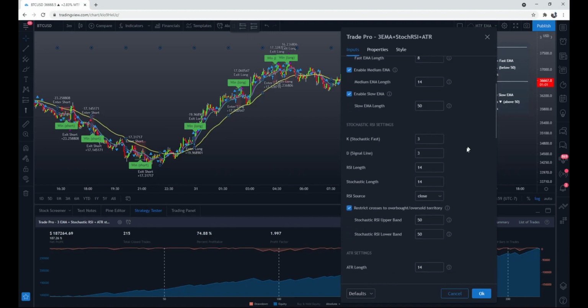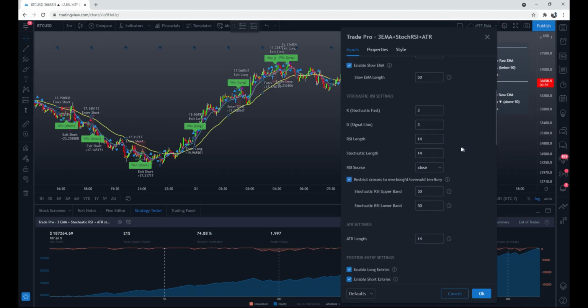The next thing we have is the stochastic RSI settings. So with this strategy, the entries are based on the stochastic RSI crosses. But you can go in and change the settings of the stochastic RSI if you want to fiddle around with that and see if you can improve results.